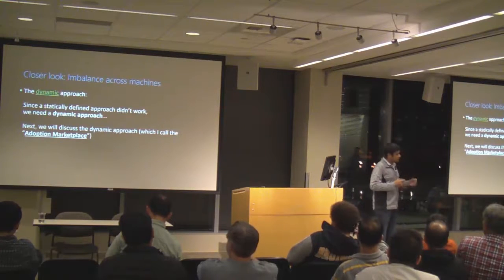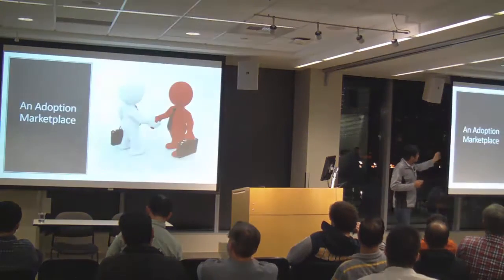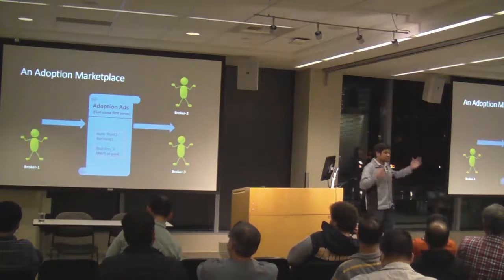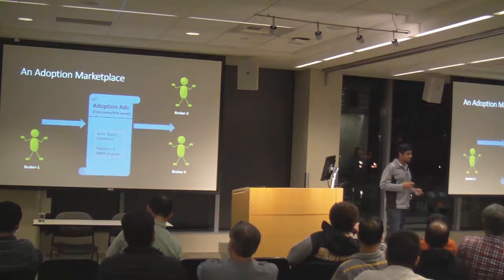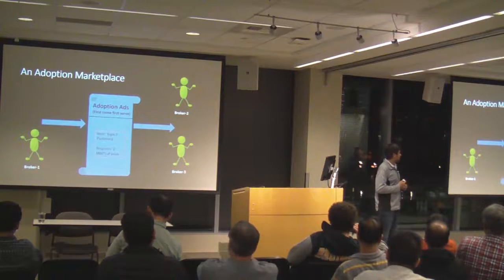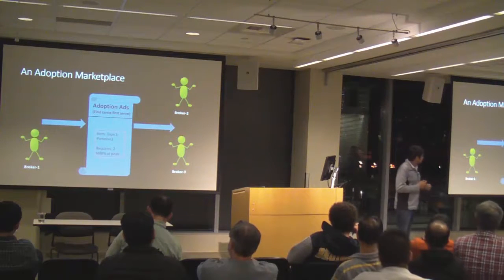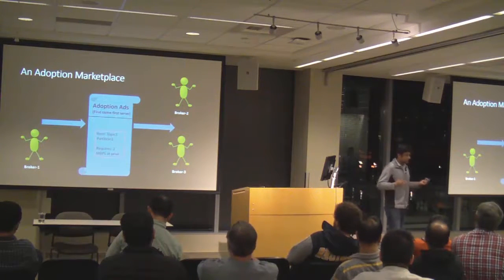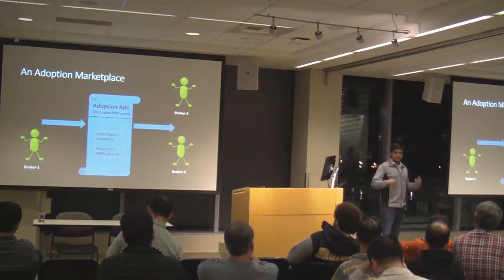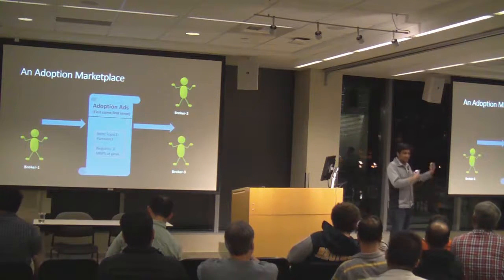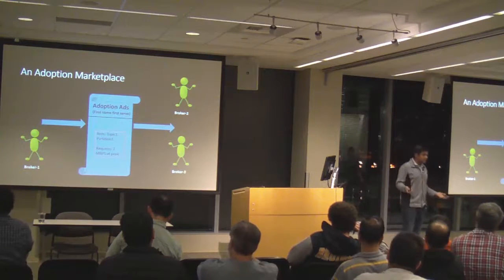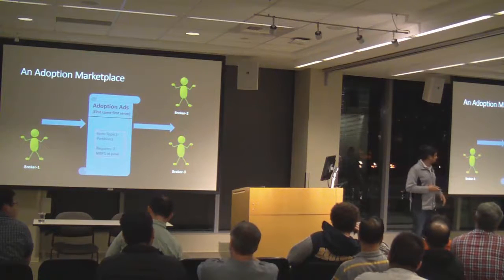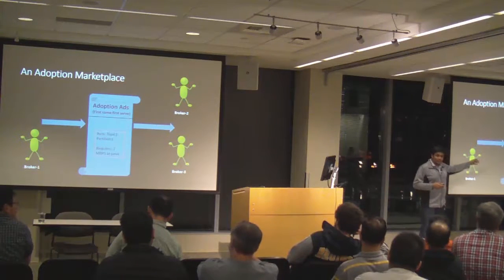So I thought, let me try out a dynamic approach. This is what I call an adoption marketplace. I have done a proof of concept implementing this idea, and it worked out fairly well for me. This is how it goes. The program runs on each broker. Every broker decides for itself whether it should give out any partition for adoption. If it decides so, it does it using a Zookeeper adoption ad listing. The ad would look something like the orange box there.